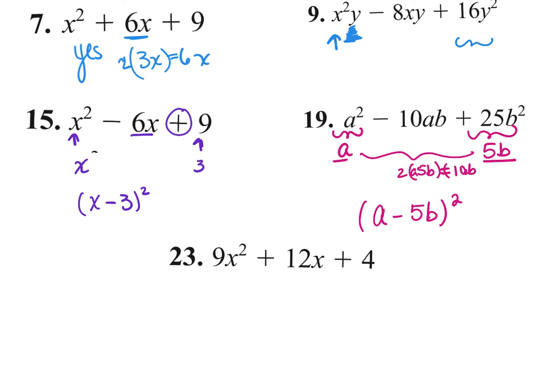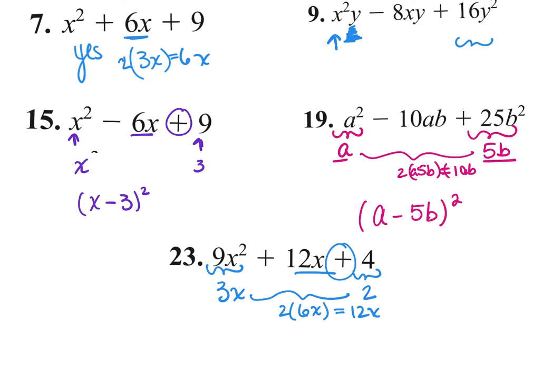All right. And then number 23. Square root of 9x squared is 3x. The square root of 4 is 2. If I multiply these, I get 6x. Double them, you get your 12x, which is what you want. This is an addition, so we're good. So I'm going to take my first term and my second term. For this one, you should have said 3x plus 2 quantity squared.